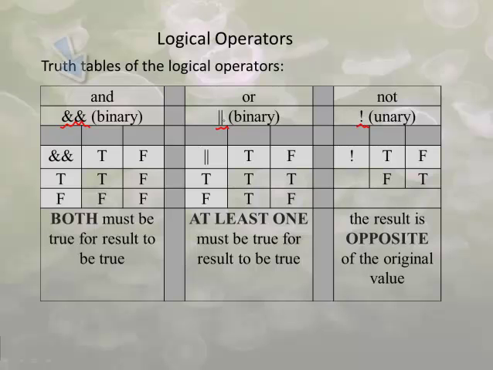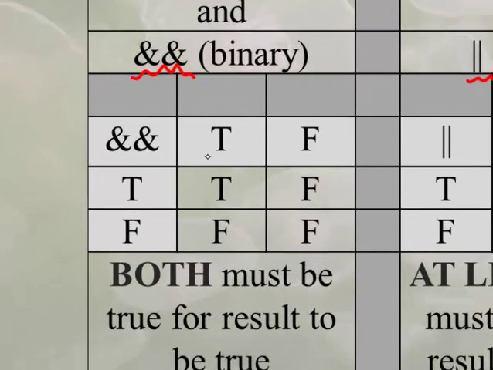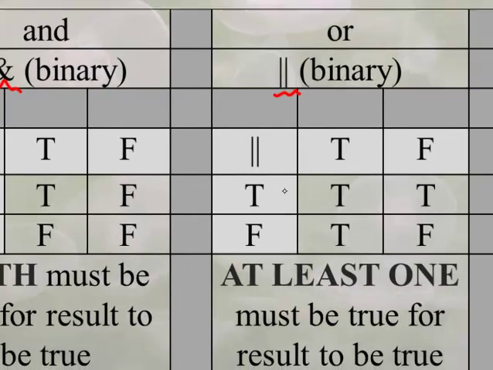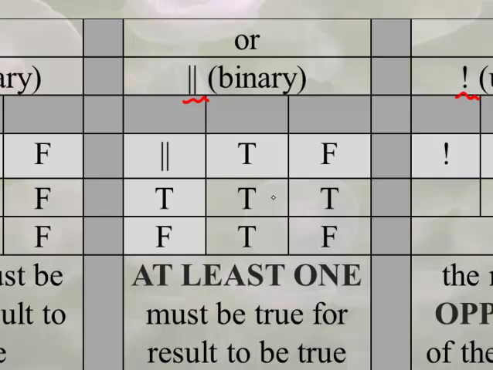So for truth tables, AND and OR are binary operators. That means, remember, that they take two operands. You need to have an expression on the left and an expression on the right, and then you evaluate it. So this table shows that if you have true on one side and true on the other side, it evaluates to true. But everything else evaluates to false. Another way of saying that is if at least one is false of the two operands, then the evaluation is false.